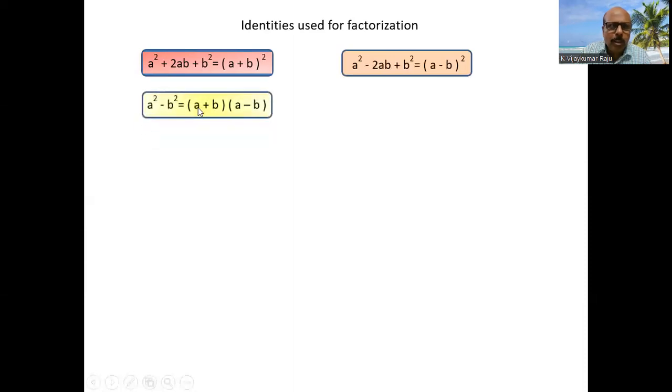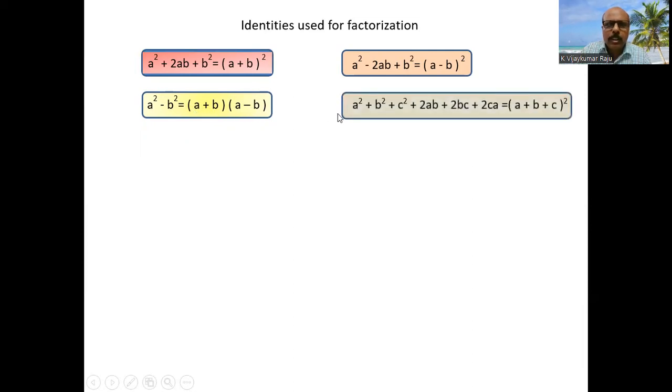Next one, a square minus b square. It is (a plus b)(a minus b). Then, a square plus b square plus c square plus 2ab plus 2bc plus 2ca is (a plus b plus c) whole square. That means when you have the squares of three terms, then it is (a plus b plus c) whole square. If you get a question where we are having squares of three terms, then this is the identity to be used.